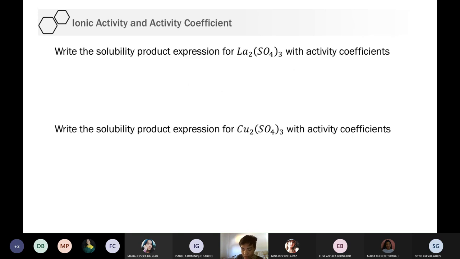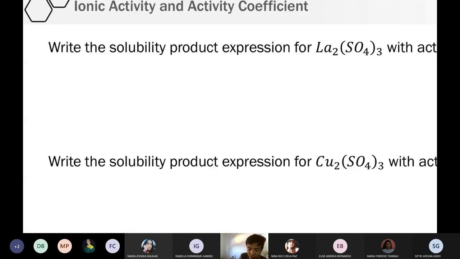So, let's try to write the solubility expressions for the following salts, including activity coefficients. We have here lanthanum 3 sulfate and copper 3 sulfate. Let's try to determine their equilibrium constant with activity coefficients. Let's start with lanthanum 3 sulfate. What will happen when it dissociates? We will form 2 lanthanum 3 plus and 3 sulfate ions.